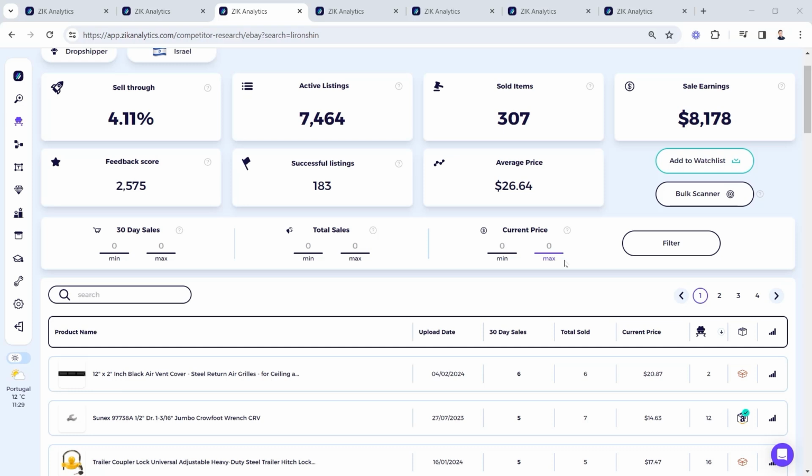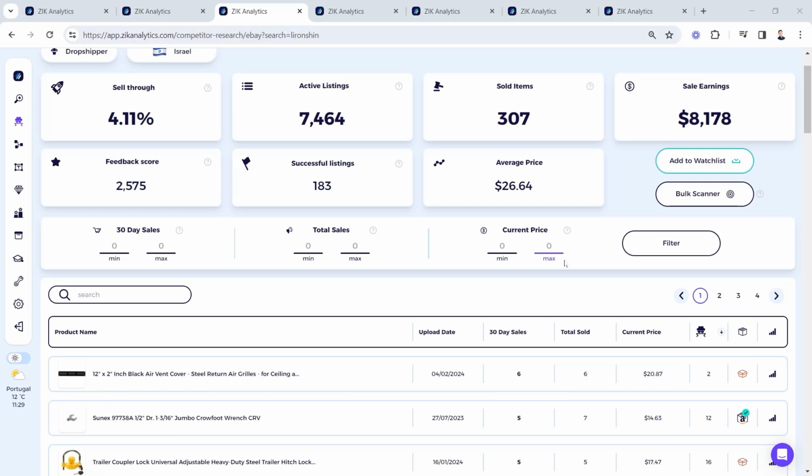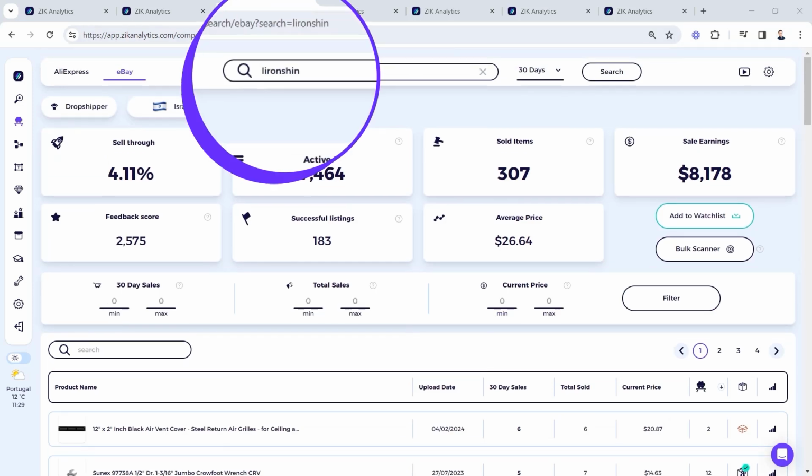Again, the objective is to build a long list of high quality competitors that we can check on a monthly basis and find the winning products, learn new selling strategies, and create an army of eBay competitors who feed us with new information all the time. So we're starting from this one.